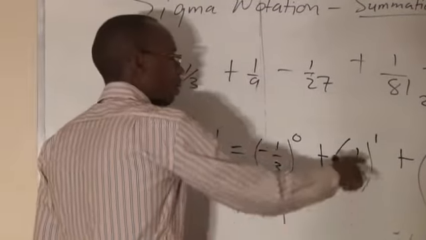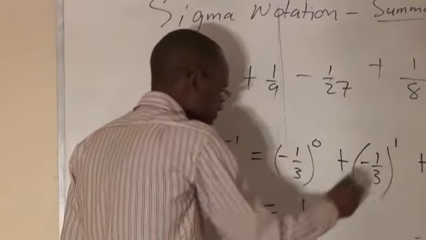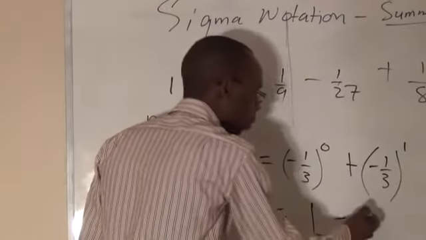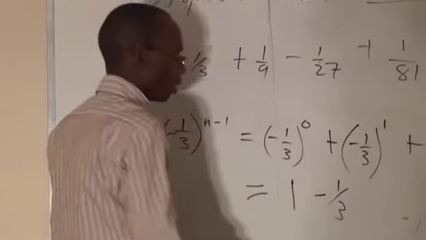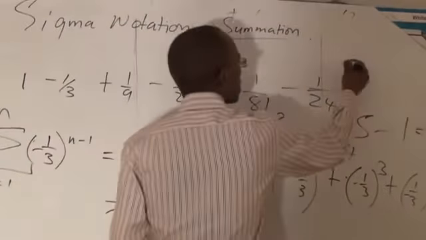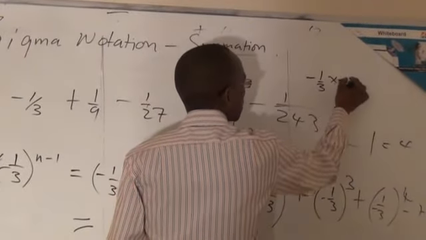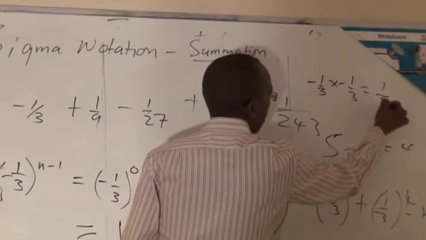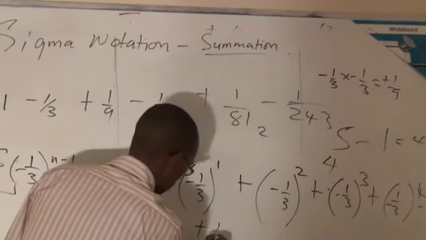Plus minus 1 over 3 to the power 1. That's minus 1 over 3. Plus minus 1 over 3 squared. What is minus 1 over 3 squared? That's minus 1 over 3 times minus 1 over 3, which is equal to 1 over 9. So plus 1 over 9.